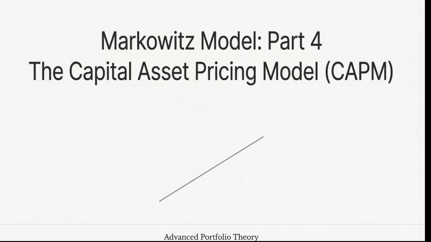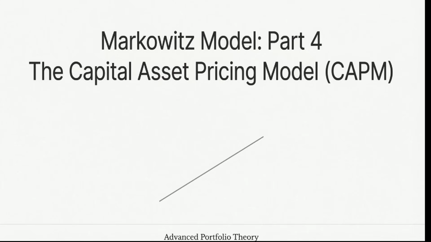happens when you're looking at just one single stock. You're trying to figure out what return the market should demand from this specific company. You need a price tag for its risk. And that is our mission today. We are shifting from the big picture of portfolios to the micro level of pricing an individual asset. This is where the capital asset pricing model, or CAPM, comes in.